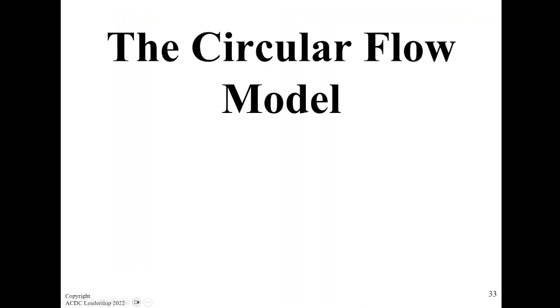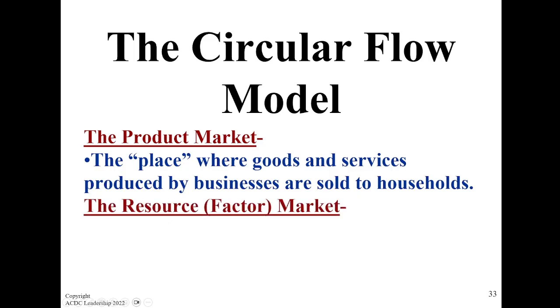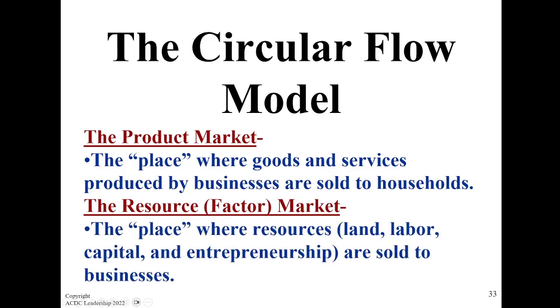So now let's go over probably the first complicated graph you'll see. Don't really freak out yet. We'll have the product market, which is a place where goods and services produced by businesses are sold to households. Stores are a good example. And then we have the resource or factor market, which is the place where resources, land, labor, capital, and entrepreneurship are sold to businesses. As consumers, we don't know about this as much, but businesses have another market where they get their resources.